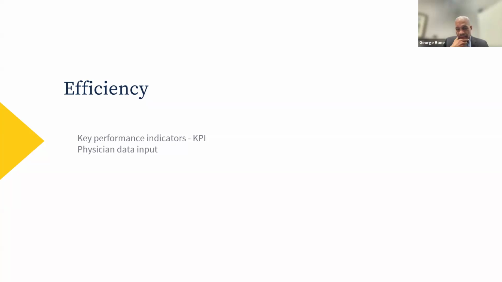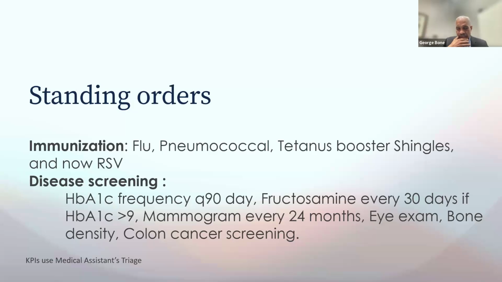Next. To facilitate efficiency, we have standing orders for vaccinations and standing orders for hemoglobin A1C frequency, eye examinations, bone density, and colon cancer screening, so that these orders could be executed by chart reviews, and actually it pops up. So it's done without having to go through a physician to get it executed.